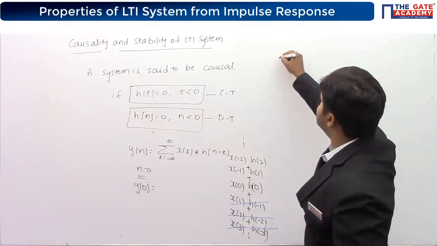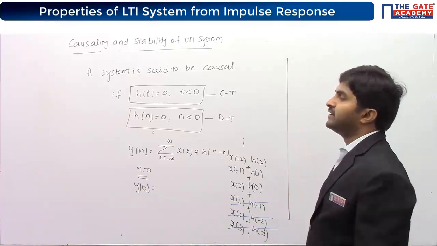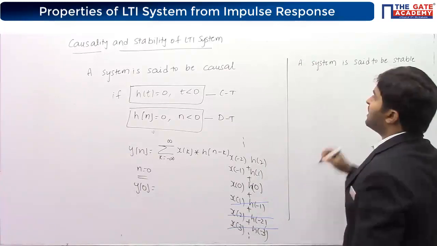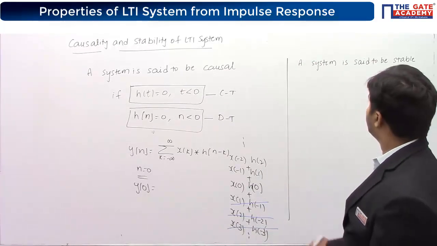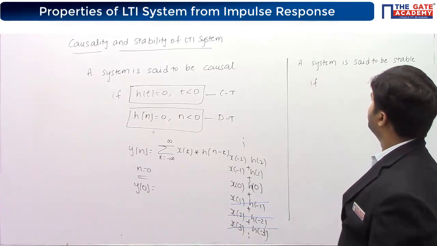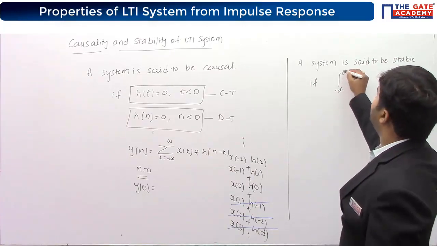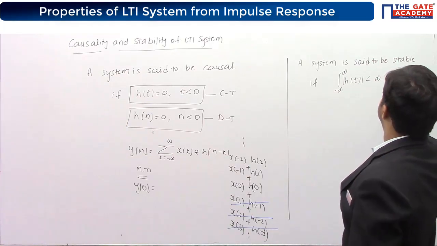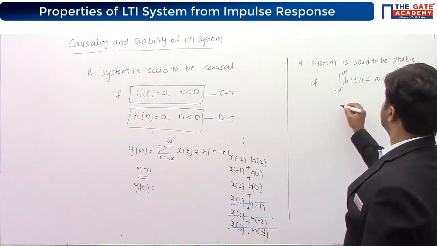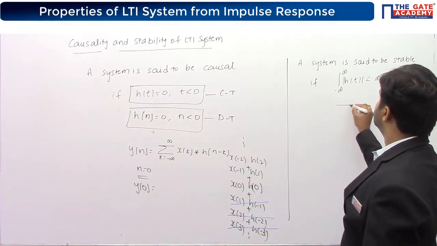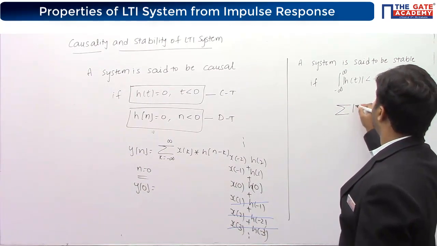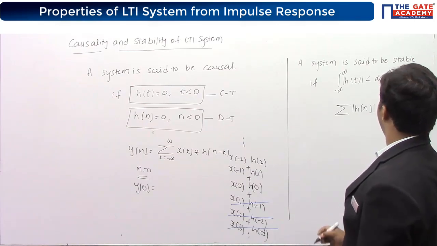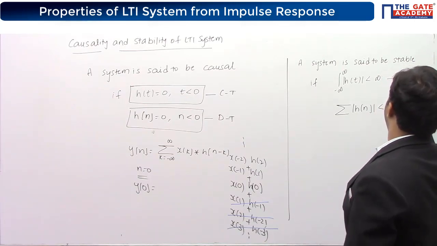Next we will come to the stable system. A system is said to be stable if the integral from minus infinity to infinity of mod of h of t is less than infinity. This is in the case of the continuous time system. In the case of the discrete time system, the summation of mod of h of n should be less than infinity. This is in the case of a discrete time system.